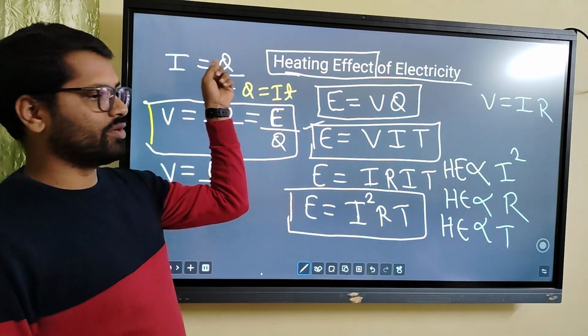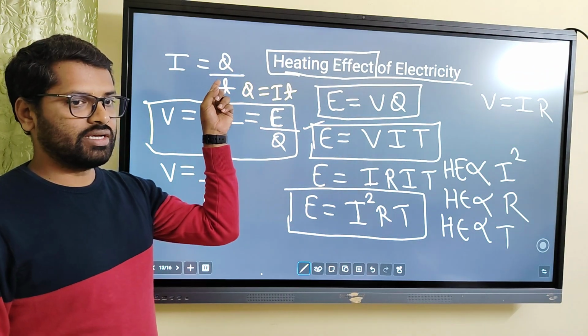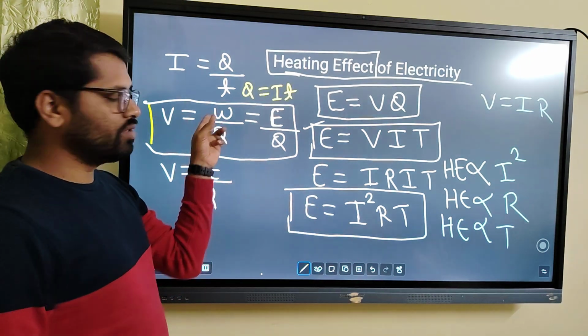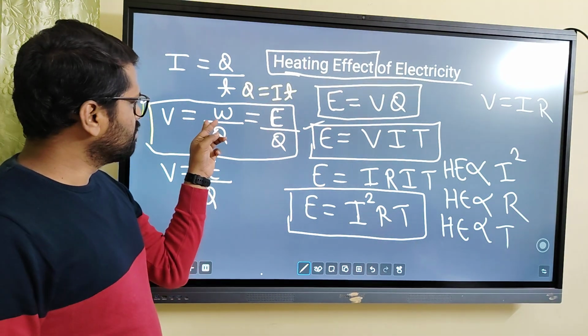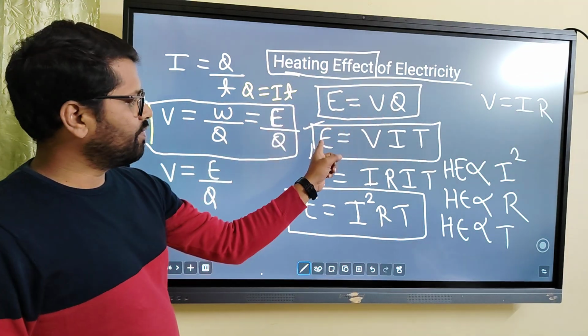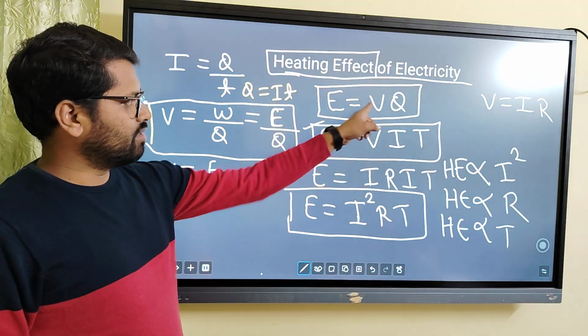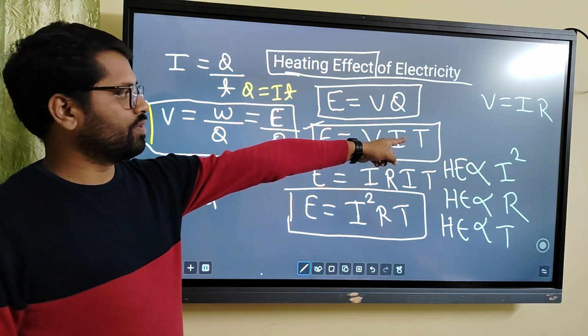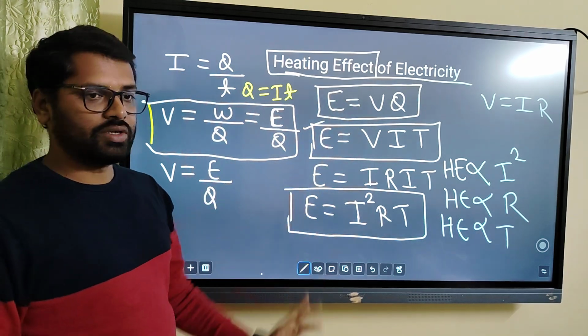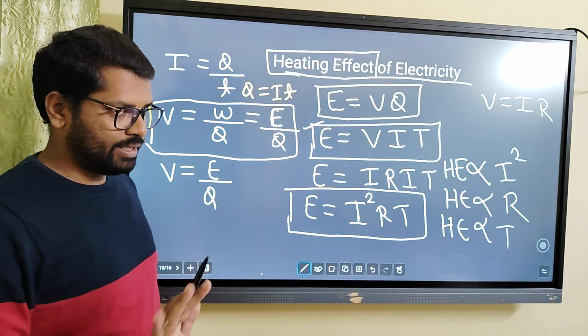One formula is I equals Q by T, and that is also simple, we know. And then V equals W by Q. From this we got E equals VQ. Then here we have Q equals IT from this equation, which we know. Here we got E equals I square RT, right?